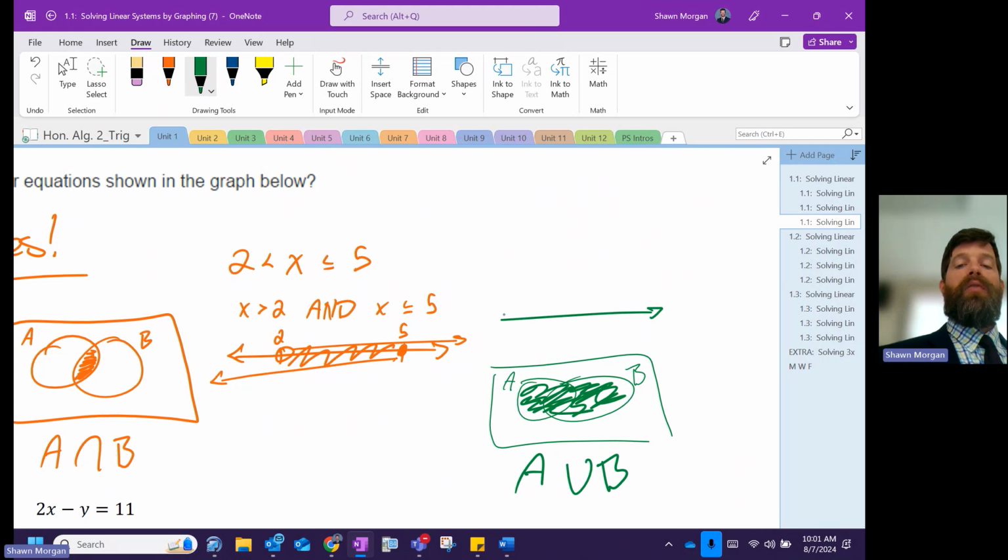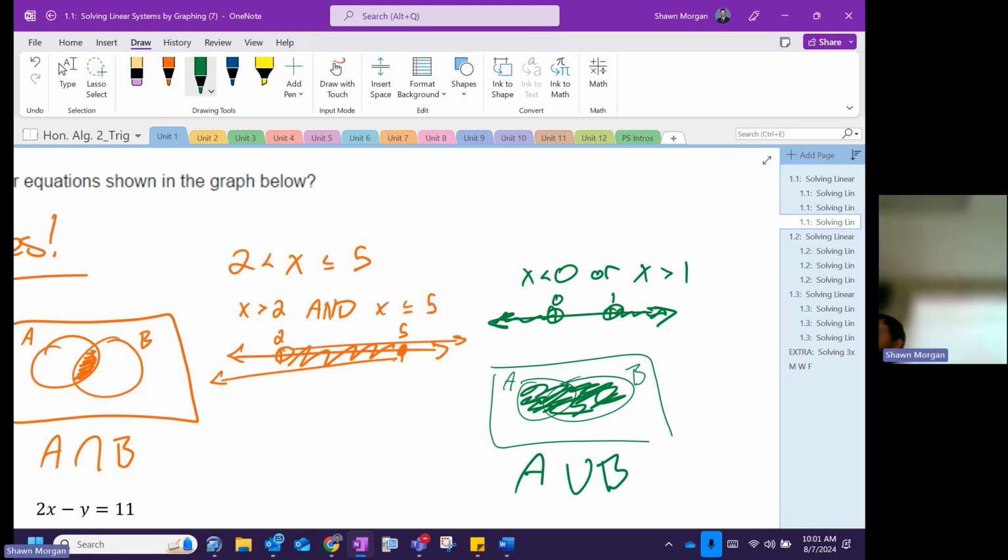Number line inequality business. If I said x is less than 0 or x is greater than 1, there you go. Right? And you're not looking for an intersection. You're just looking for at least one, not both. If at least one is covered. That would be like if I said, today I'm going to teach math, or I'm going to go play golf with my son. Okay? As long as I do at least one of those, I've told the truth.